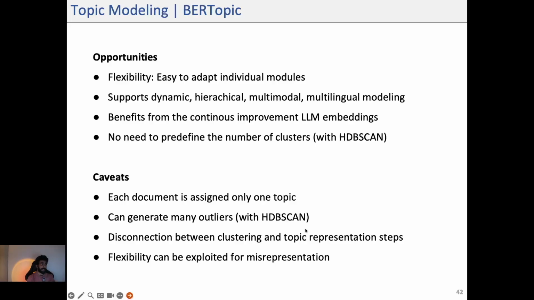It also supports dynamic, hierarchical, multimodal, and multilingual modeling all out of the box, which is really very rare in traditional topic modeling tools. And because it's built on LLM embeddings, it naturally improves over time as better sentence models are released, or even better approaches over the Lego building blocks. And with HDBSCAN, we don't need to predefine the number of topics. As we said, it learns the number of clusters from the data itself.